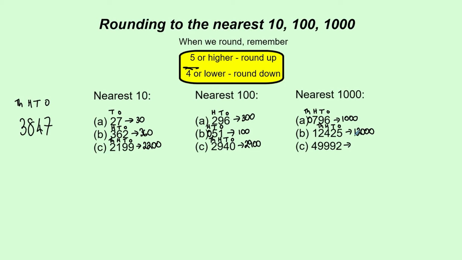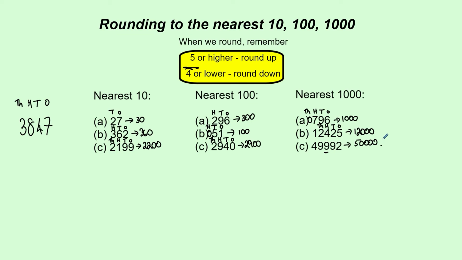And the last one, 49,992. That one we're saying, is it closer to 49,000 or 50,000, the 1,000 above it? So 49,000 or 50,000, which one do you think? Well, it's a 9 afterwards, so it should be rounding up to 50,000.